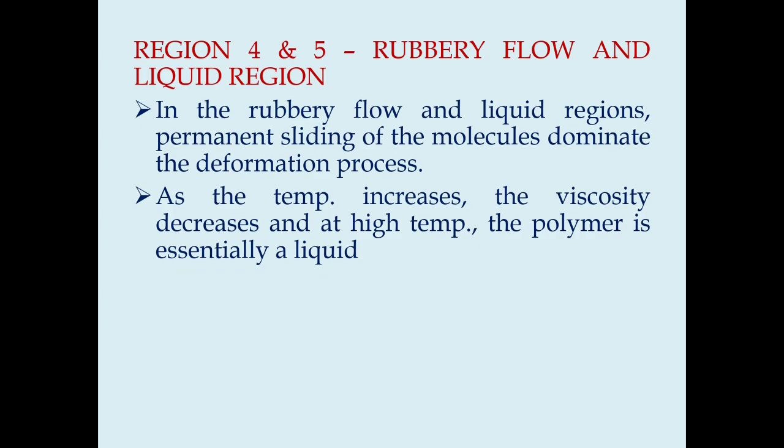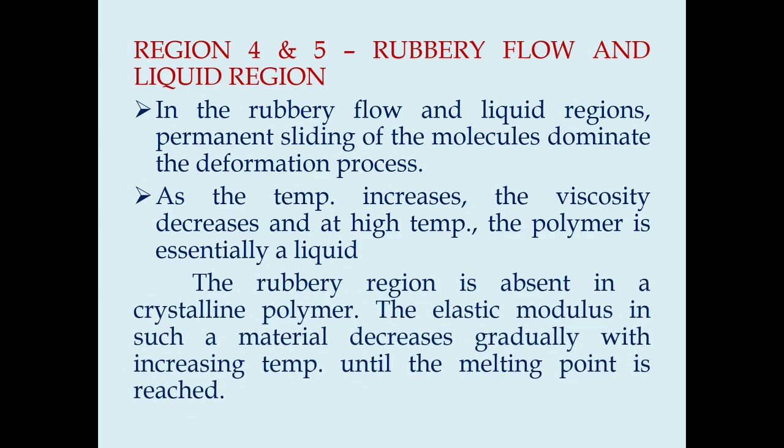So, with the variation of the temperature, the polymer also moves from one state to another. In each region the polymer finds a practical application. Mostly, polymers do not exist in crystalline nature. Very rarely do they appear in crystalline nature. For a crystalline polymer, this rubbery region is completely absent. That is, the elastic modulus decreases gradually with increasing temperature until the polymer reaches a melting point.